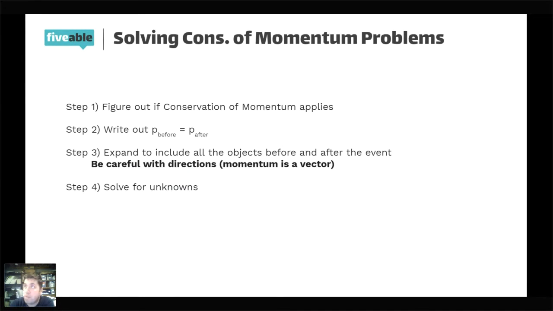Then we write out P before equals P after. We expand our definition to include all the objects before and after the event, watching out for directions because vectors are important. And then we kind of just solve for the unknown, solve for whatever we're looking for in this question. All right. And with that being said, now it's your chance to practice some momentum questions.